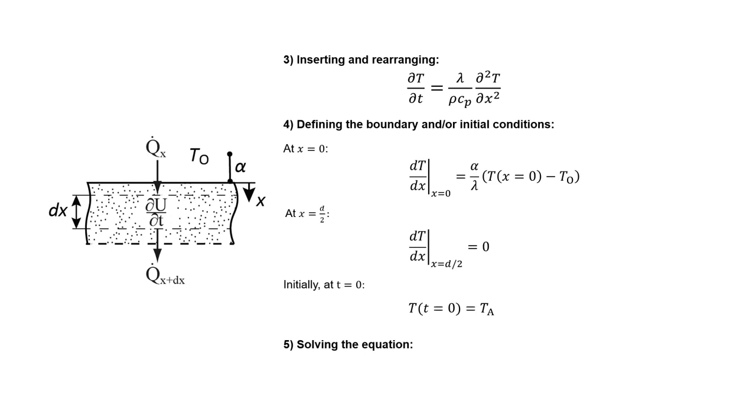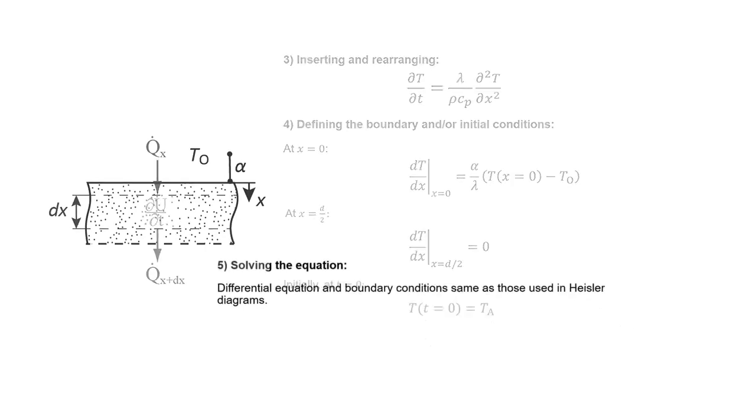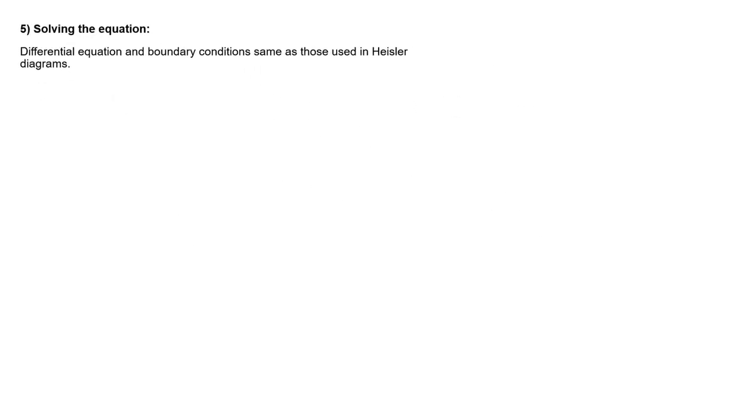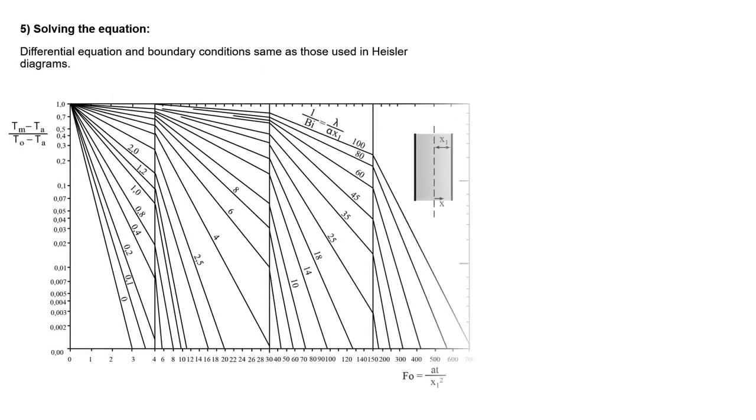These conditions are identical to the ones that are used in the Heisler diagrams, which means that we do not have to do the entire derivation, but we can use these directly from the formula sheet. To determine the time t, we have to find the Fourier number. To do so, we need to determine the dimensionless temperature and the Biot number.